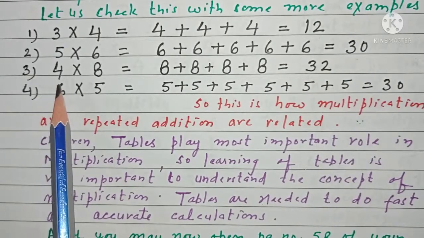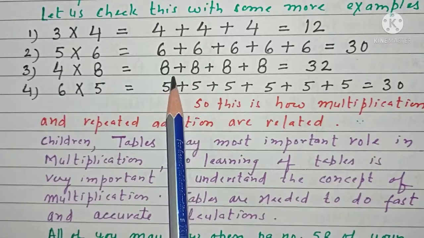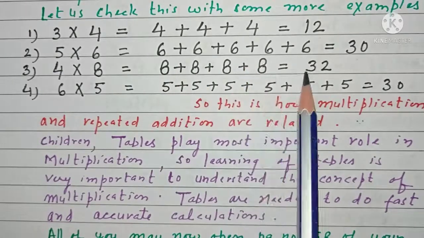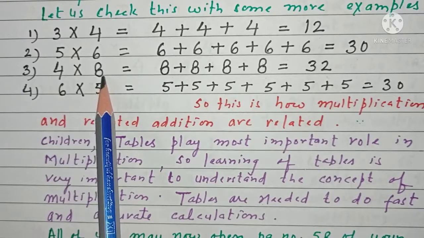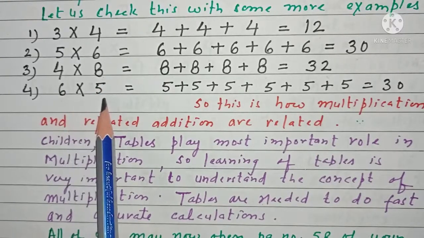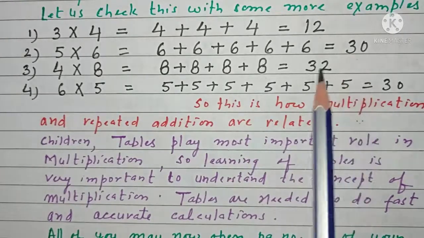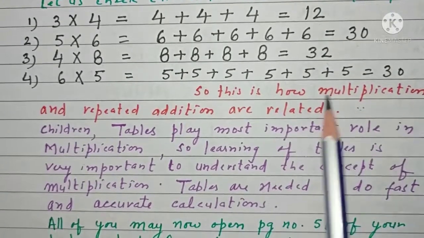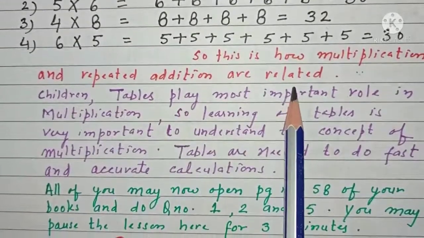The third part is 4 times 8. How many times? It is 4 times 8. Adding 4 times 8, we get the answer as 32. And also 4 8s is 32. Similarly, 6 times 5. 1, 2, 3, 4, 5, 6. 6 times 5 will give the answer as 30. So this is how multiplication and repeated addition are related.